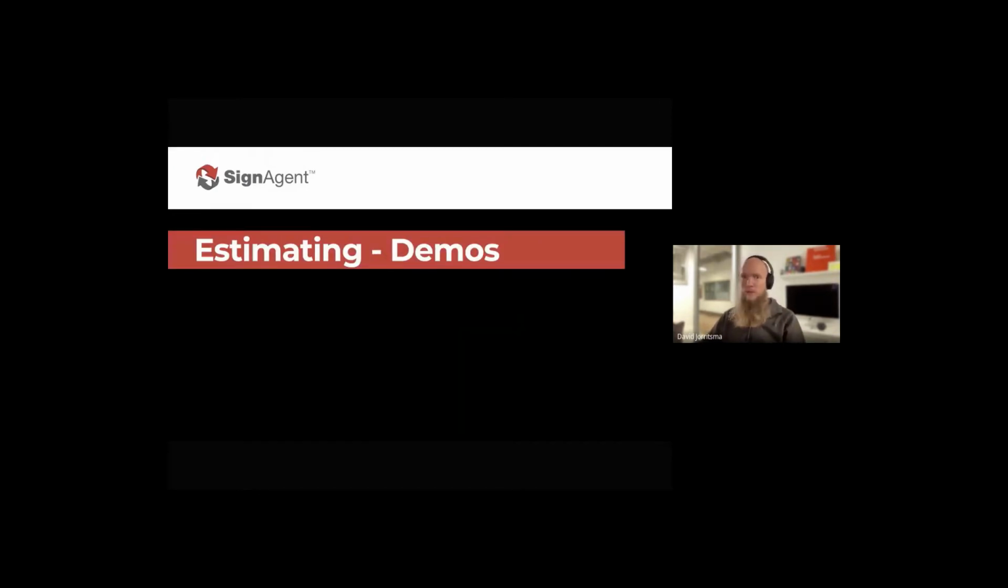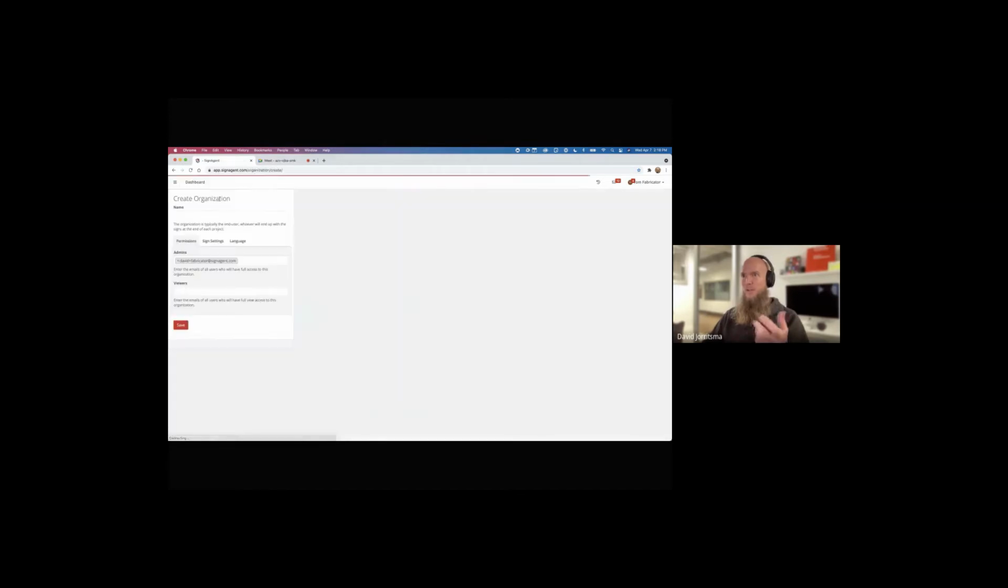All right, so I'm about to go into the demo section. The first thing I want to do here is create a new organization. So I log into SignAgent, and I'm logged in as Tom the Fabricator, the guy that was in the previous one. And I'm just going to create a new organization. I want to do this new project. And I'm just going to say this is a Takeoff medical center.